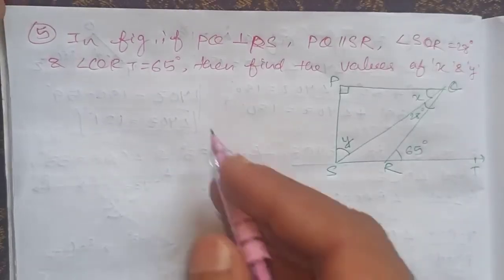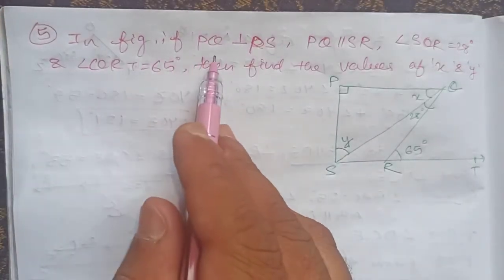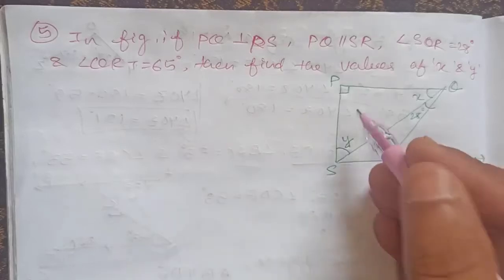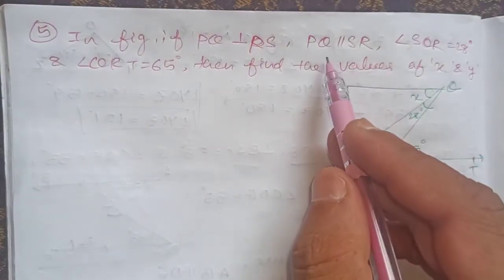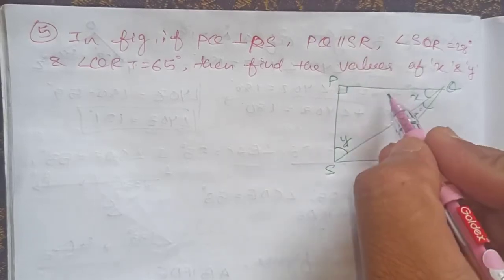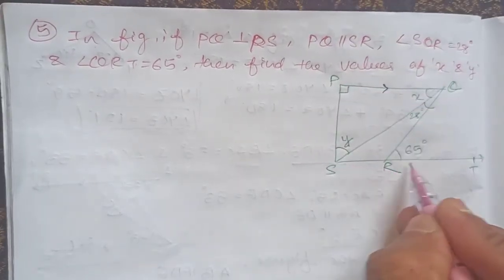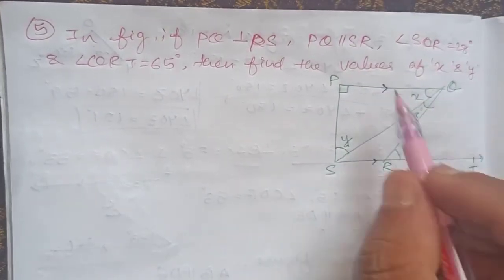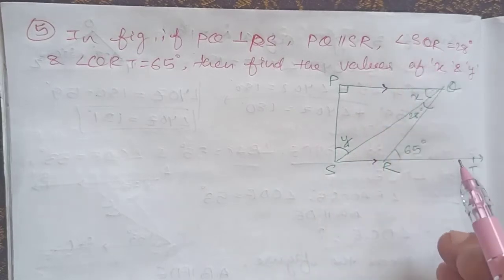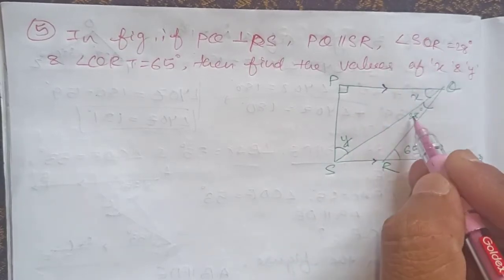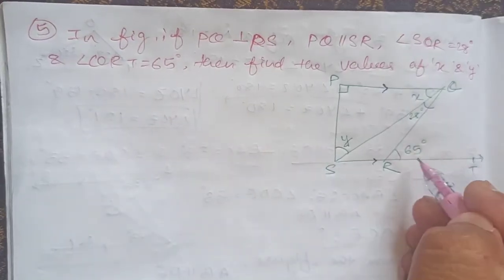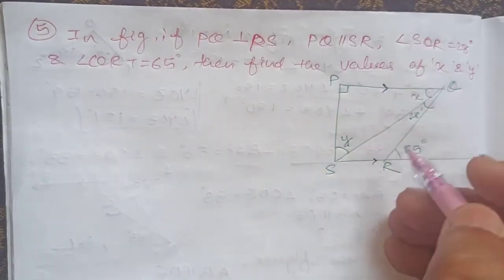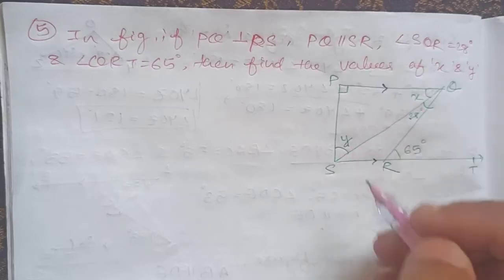Now question number 5. In question number 5 it is given in the figure that PQ is perpendicular to PS. Perpendicular means 90 degrees. PQ is parallel to SR, this whole line. Angle SQR equals 28 degrees. Angle QRT equals 65 degrees. Find the value of X and Y. We have to calculate the value of X and Y.